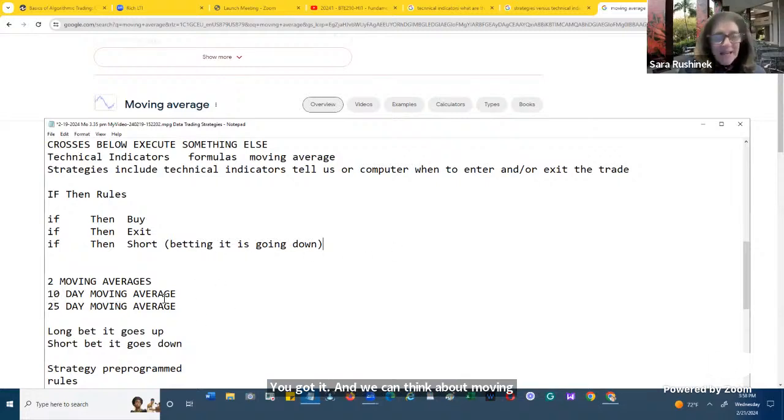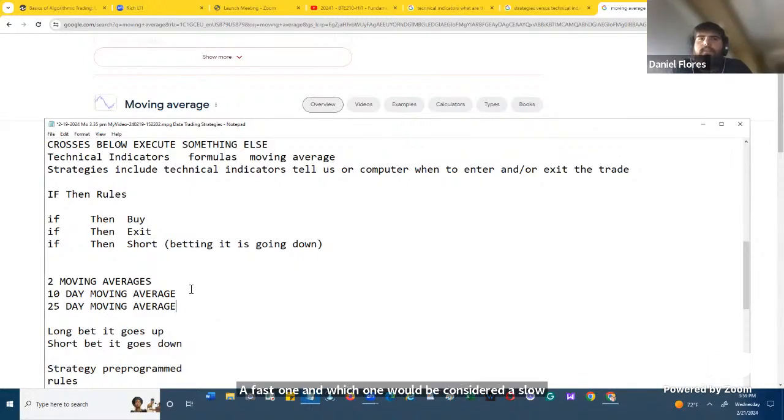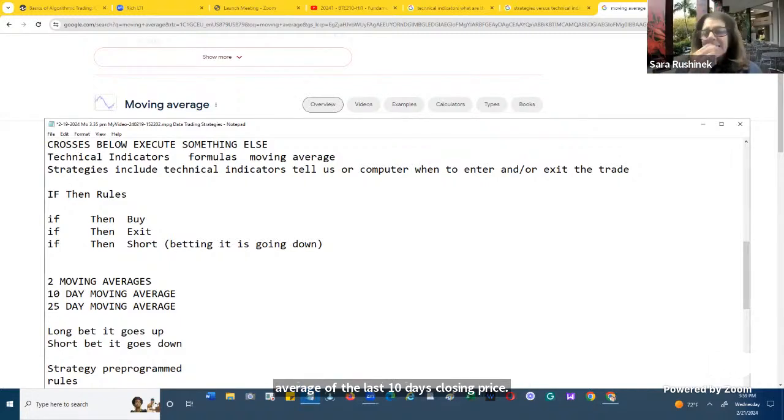We can think about a 10-day moving average or a 25-day moving average. Sometimes we call it fast and slow. So if we had a 10-day moving average and a 25-day moving average, which one would be considered a fast one and which one would be considered a slow one? The 10-day. But that's just because it's taking the average of the last 10 days' closing prices, or if you're using day candles, the last 10 candles' closing prices. So basically what you can think about it is the smaller the number of periods, the faster we're going to get a result.